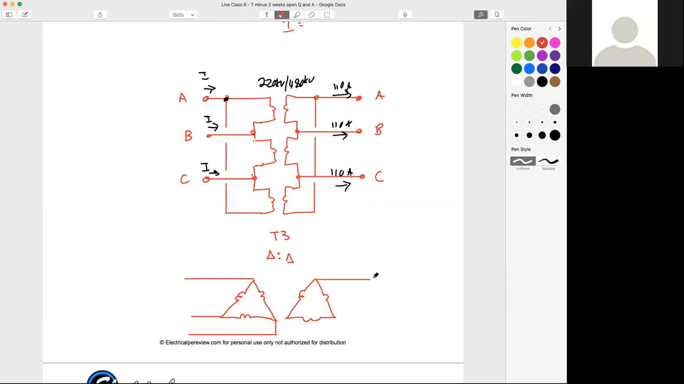Now, on this way, when we look at it, where's my 110? My 110 is right here still, right? It hasn't changed. And that exists on all three phases.